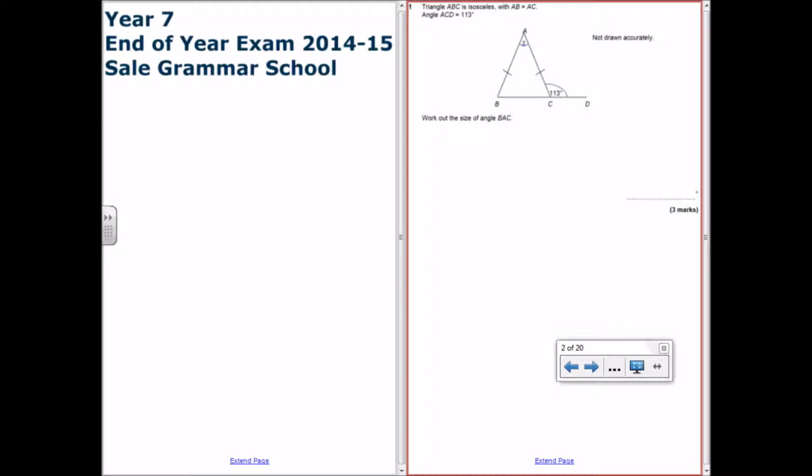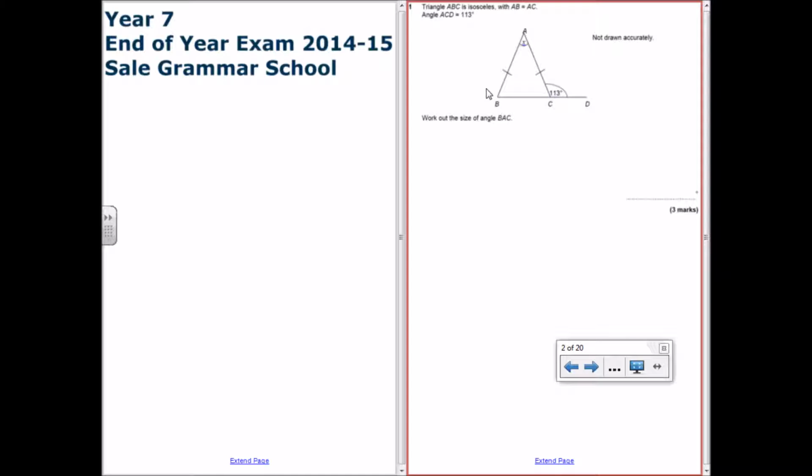So question 1 is an angle rules question. We're asked to find the size of angle BAC. So that's the angle you get when you go on a walk from B to A to C. So as you can see, it's the angle labelled X.